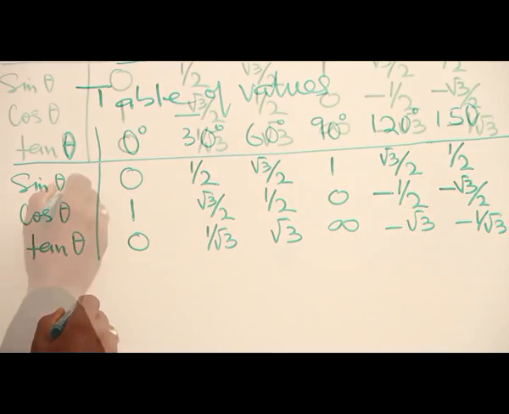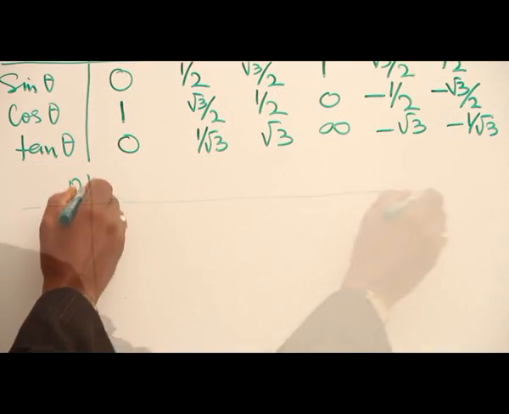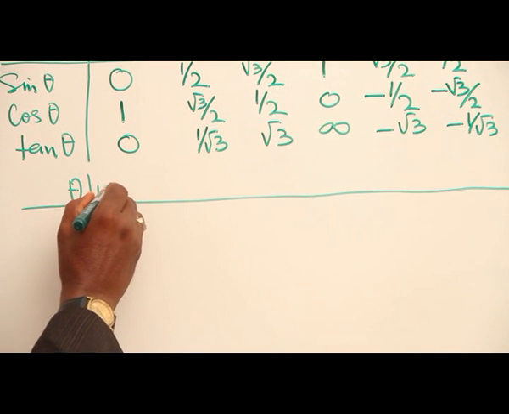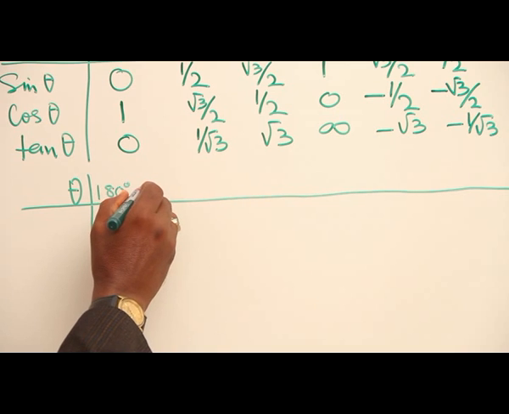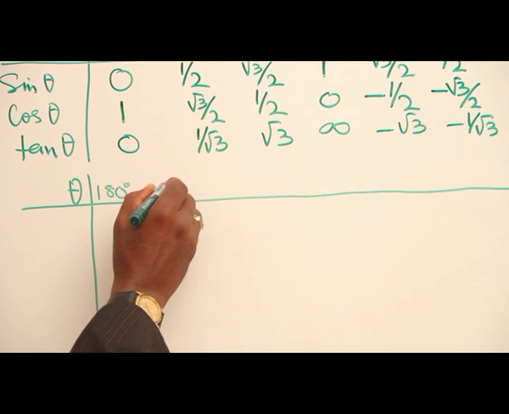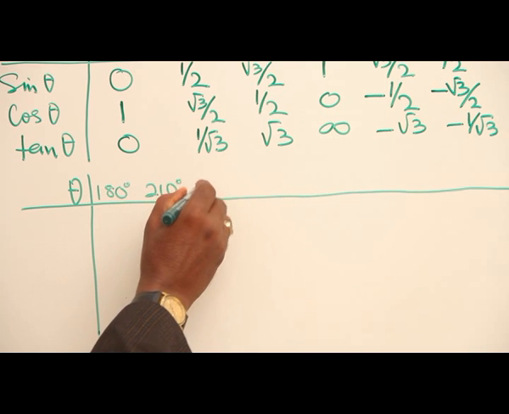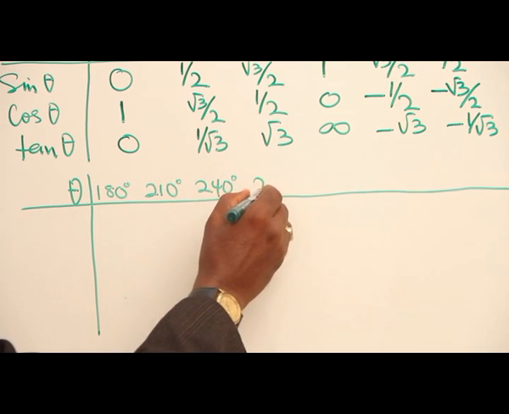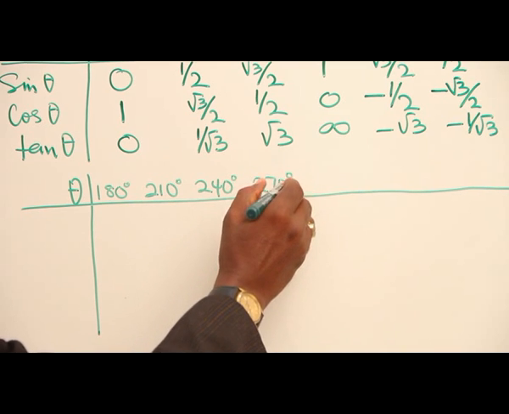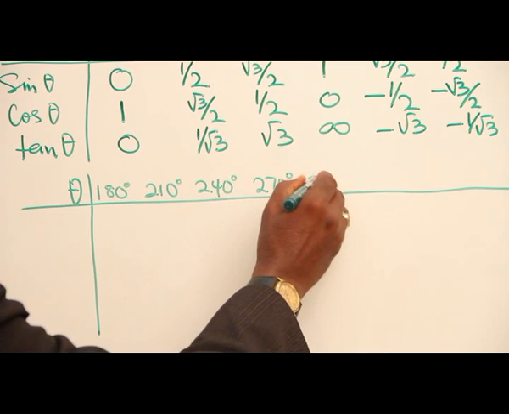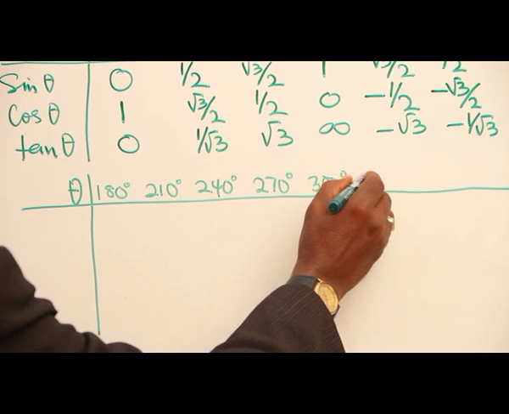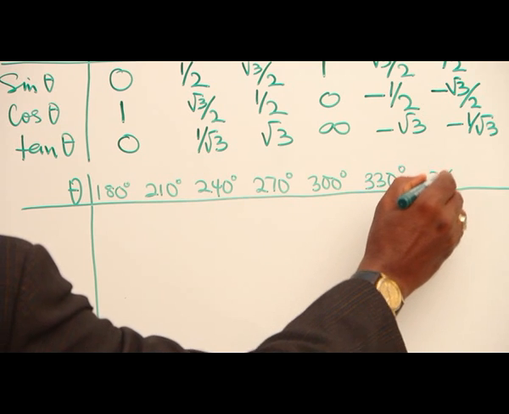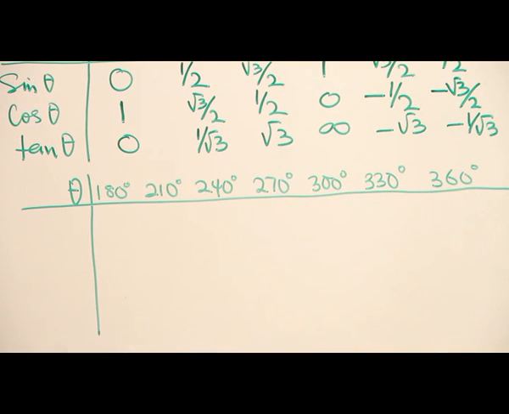Continuing in this order, theta here, and we have 180 degrees. Following that is 210 degrees, and then we have 240 degrees, 270 degrees, 300 degrees, 330 degrees, and 360 degrees.